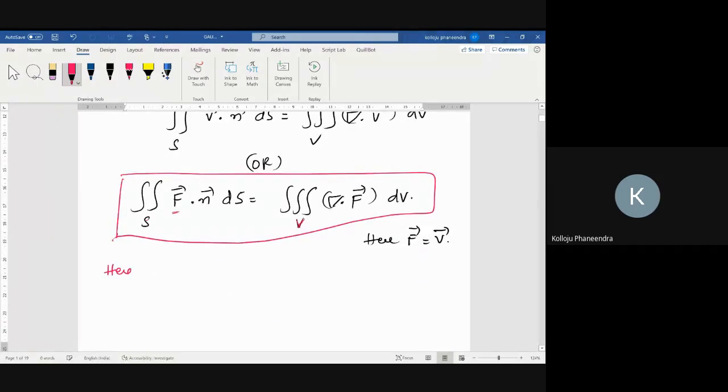Here n bar is the unit normal drawn outside to the surface S. How to calculate n bar? You know, if the surface equation is phi, then n bar equals del phi by mod del phi.